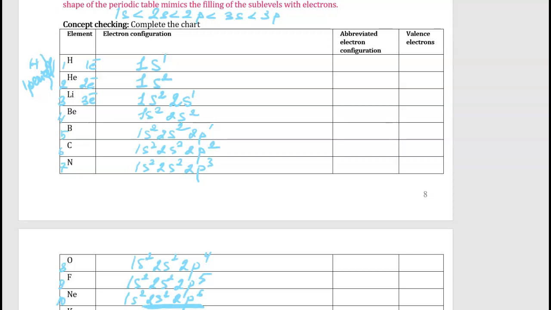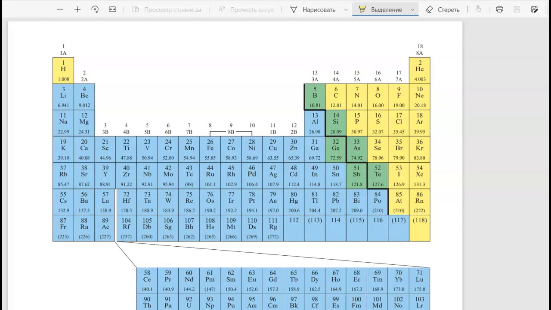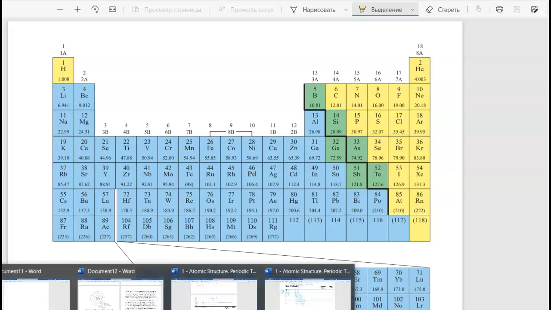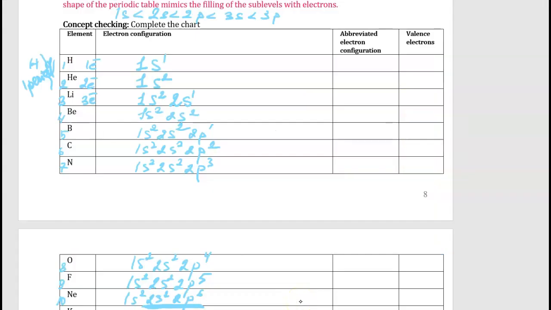And do you remember what is the name of this group where neon and helium are? Noble gases. Why are they noble? Because they have zero ability to react.